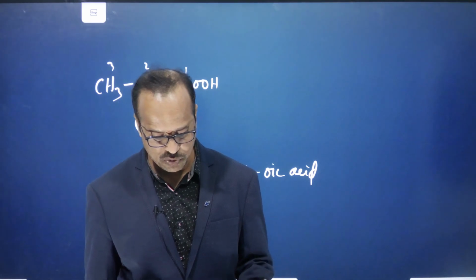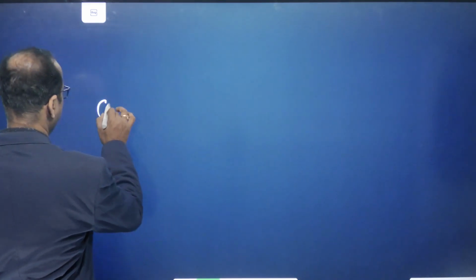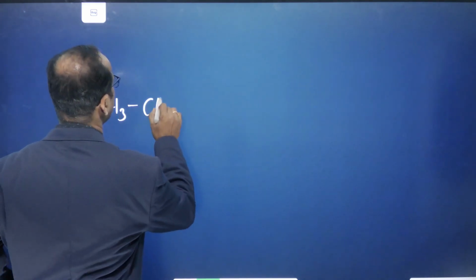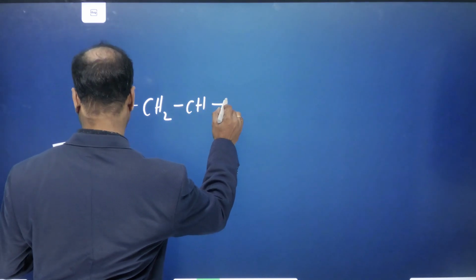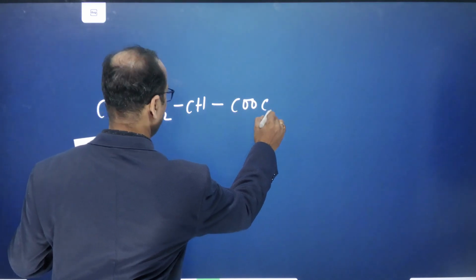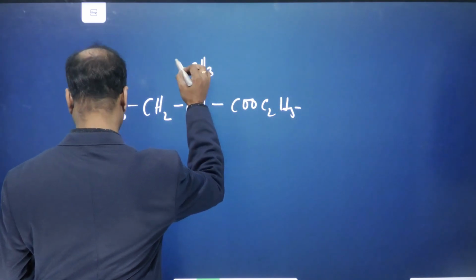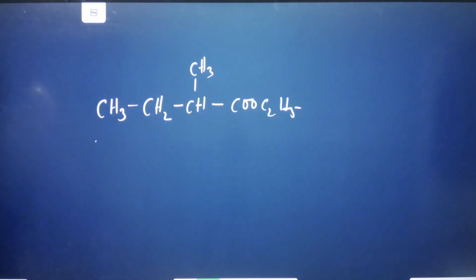Okay. Now the last one is the IUPAC name of the compound. This last one, you say. Okay. So what is there? CH3, CH2, CH, COO, C2H5 and CH3. Okay. Now see students, now you try to give the name to this one. Okay. So try to give the name to this one.